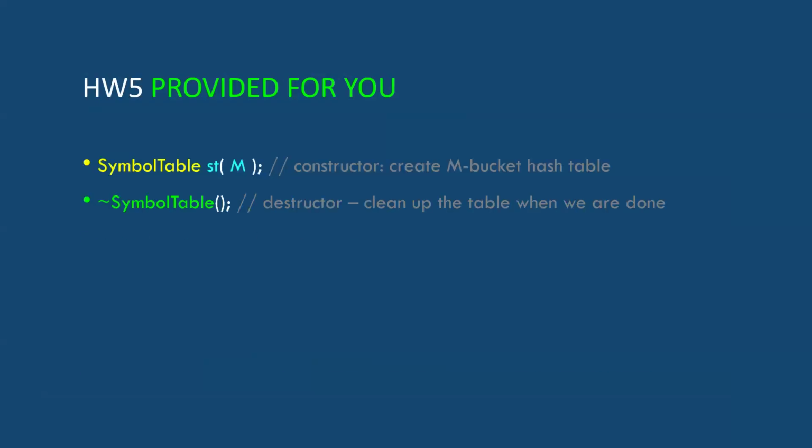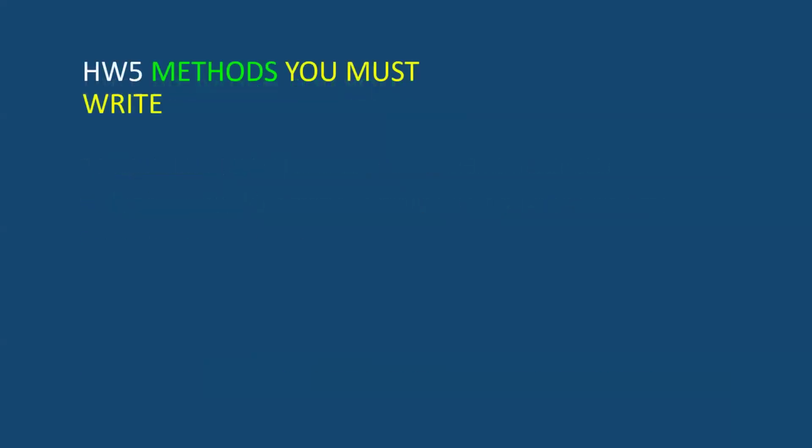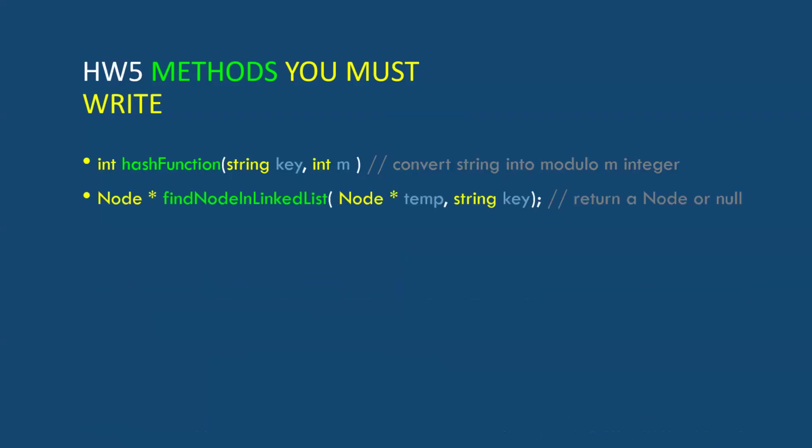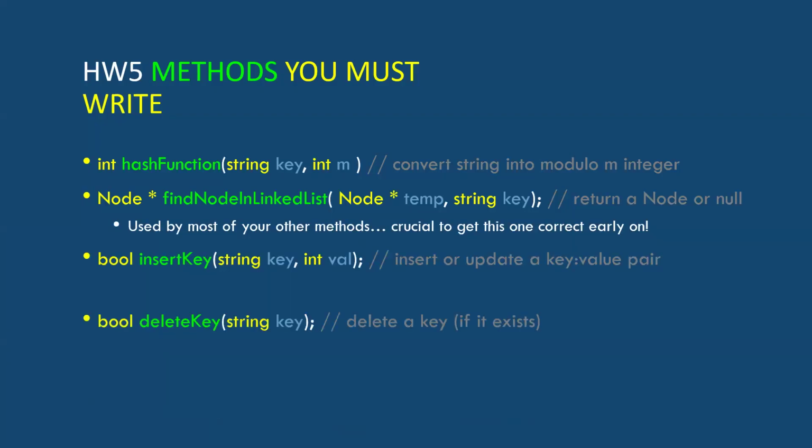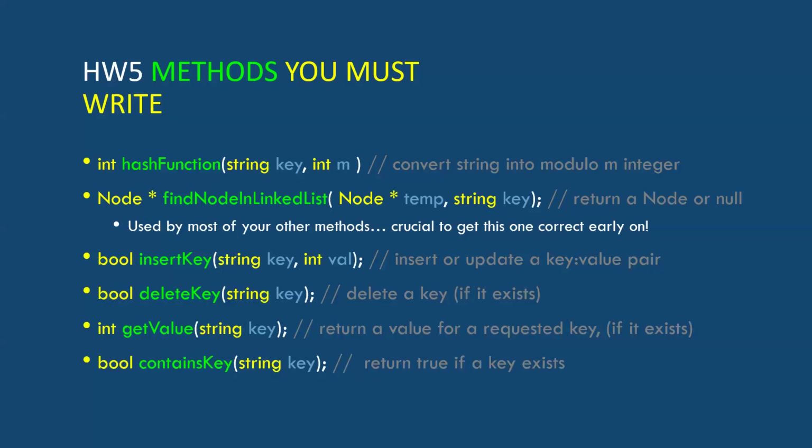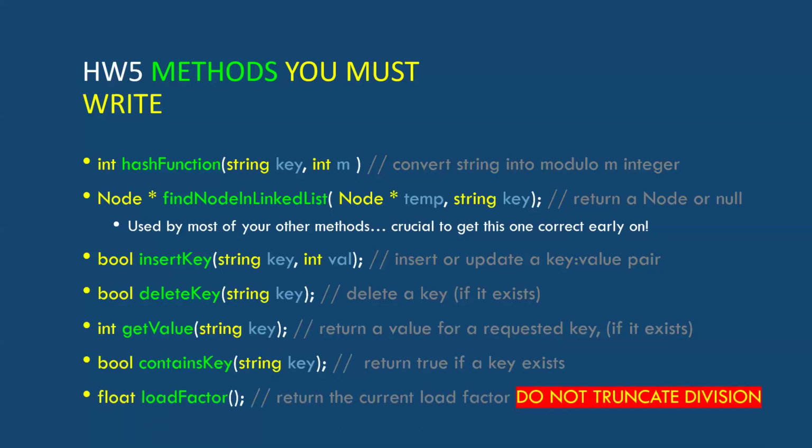And all of this other stuff, the constructor, the destructor, is all written for you. The methods are hash function. Oh, you must write that, so you get to write whatever hash function you want. You can use the DJB hash from the lab today if you like. You're going to need to write your find node in linked list. Test the heck out of that one before you move on to anything else. That's a really foundational one, because every other method is going to use that. Insert key, delete key, get value, contains key, and load factor, okay? And don't truncate your division on that, okay?